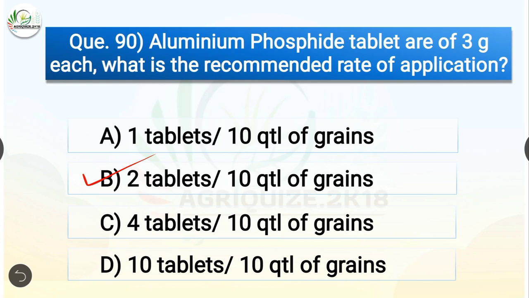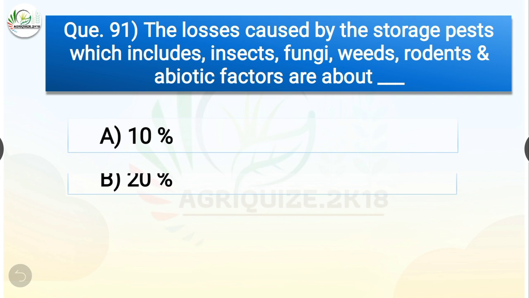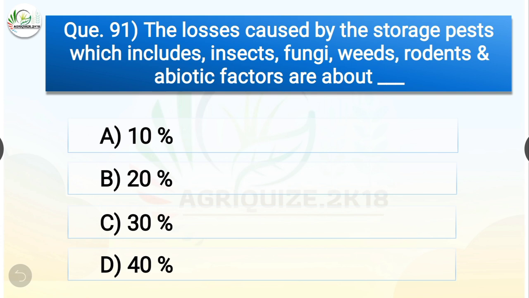Question number 91. The losses caused by the storage pest, which includes insect, fungi, weeds, rodents and abiotic factors are about dash. The options are 10%, 20%, 30% or 40%. The correct answer is option A, 10%. So the losses caused by the storage pest, which includes insect, fungi, weeds, rodents and abiotic factors are about 10%.